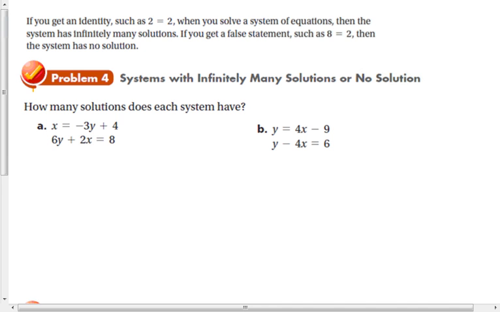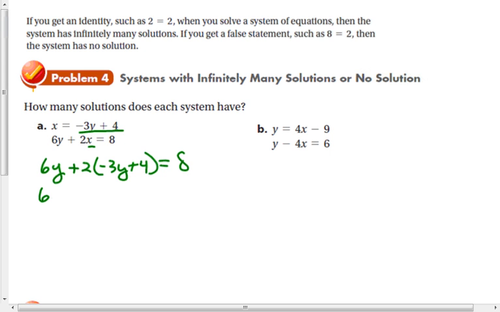Sometimes when you're solving systems, you get some strange results. You may end up with an identity, which means you're solving a system and there's an infinite number of solutions, or a false statement, which would tell you that there's no solution. So, like in this one here, let's say we were to substitute negative 3y plus 4 for x in this equation. We end up with 6y plus 2 times negative 3y plus 4 is equal to 8.